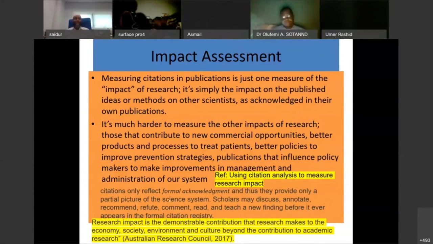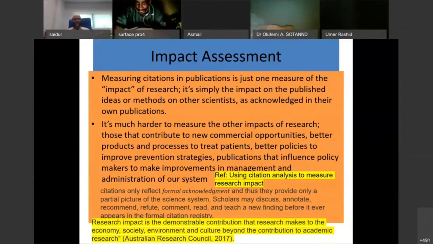So citations only reflect journal acknowledgement, thus they provide only a partial picture. So let's be very clear. It is not everything. It is a partial picture of your contribution, your recognition. Okay, scholars may discuss, annotate, recommend, refute, comment, read, and so on. All those things need to be considered as well.